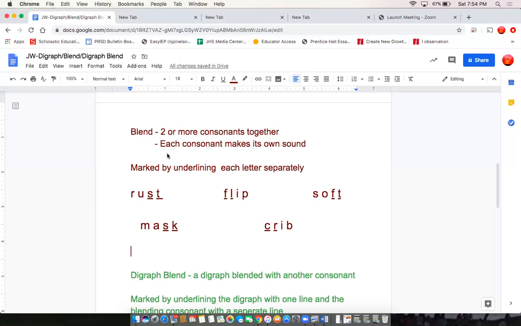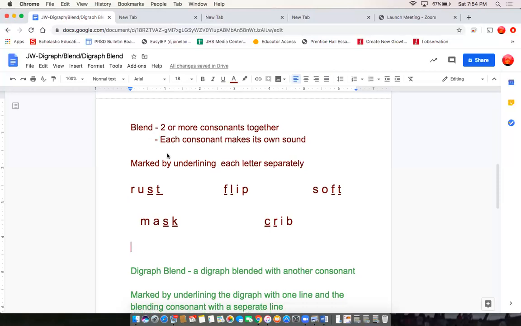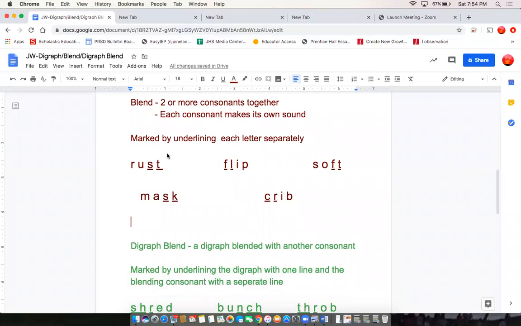The difference between a digraph and a blend is that with a digraph, the two letters make one sound, but with a blend, you hear the sound of each consonant in there. If there's two consonants making the blend, you hear both of them. If there's three consonants making the blend, you hear all three, okay? So how would we mark those? Since we hear the sounds separately for the blends, we mark them separately.